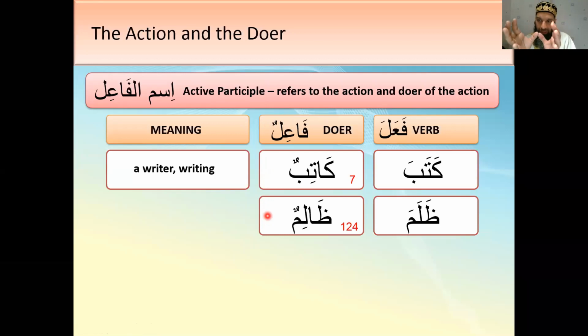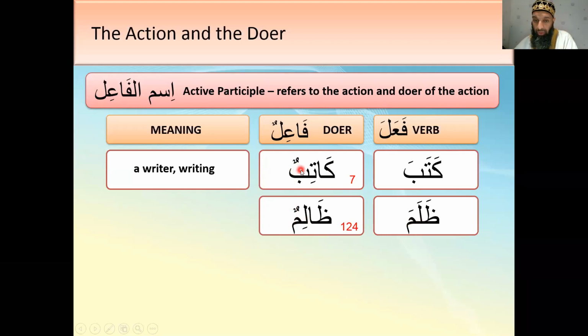So now automatically the root words that you've learnt, the vocabulary should have doubled, or nearly doubled, because you should know now how to make the doer of the verb out of the verb. You just apply the fa'ilun pattern. So zalim, we all know zalim is the one who does zalama. So zalim, it's a noun.